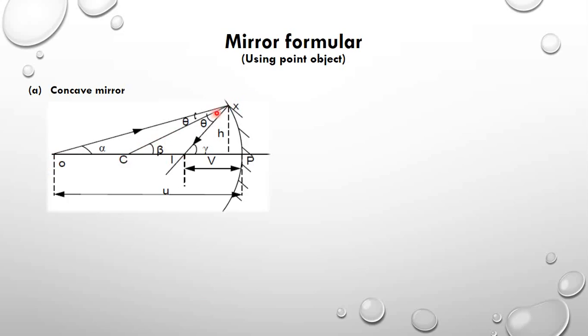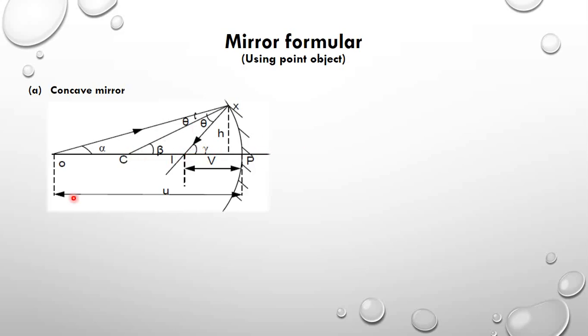Given that this is going to be the normal, then this is going to be the angle of reflection. And so if this is theta, the angle of incidence, this is also going to be theta, the angle of reflection. They are equal. Now let's call this angle alpha, this one beta, and this one gamma. Those are the angles subtended by the object, by this C, and then by the image, where the image is going to be.